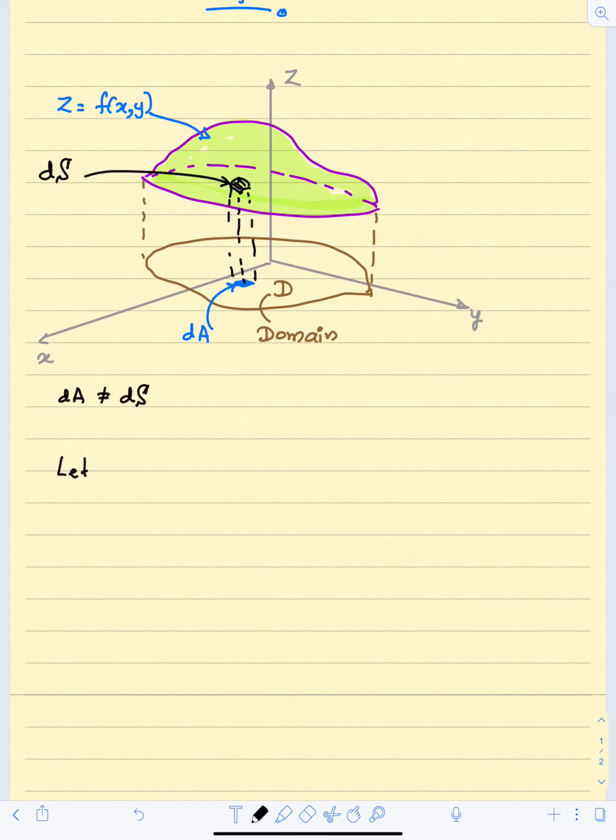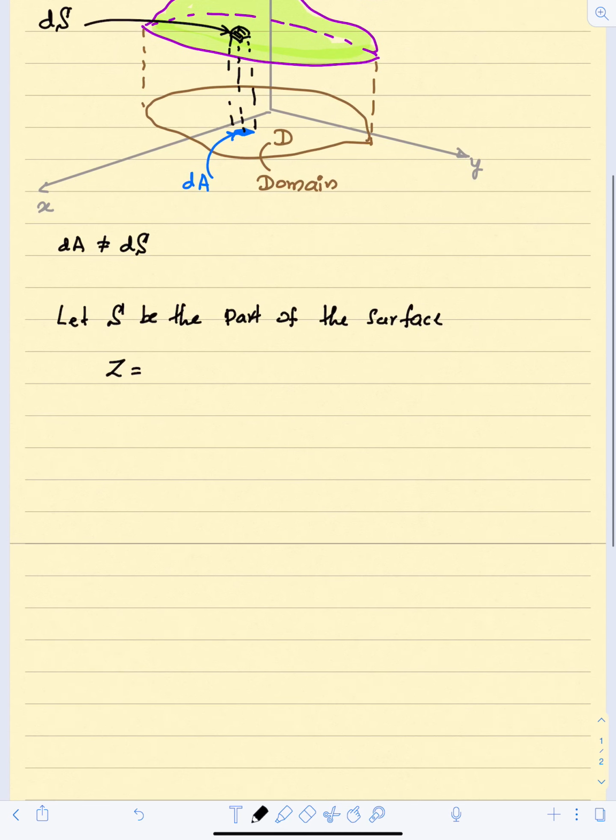Okay, now let's define the problem. Let S be the part of the surface z equals f of x comma y on top of the region, on top of the domain D in the xy plane.